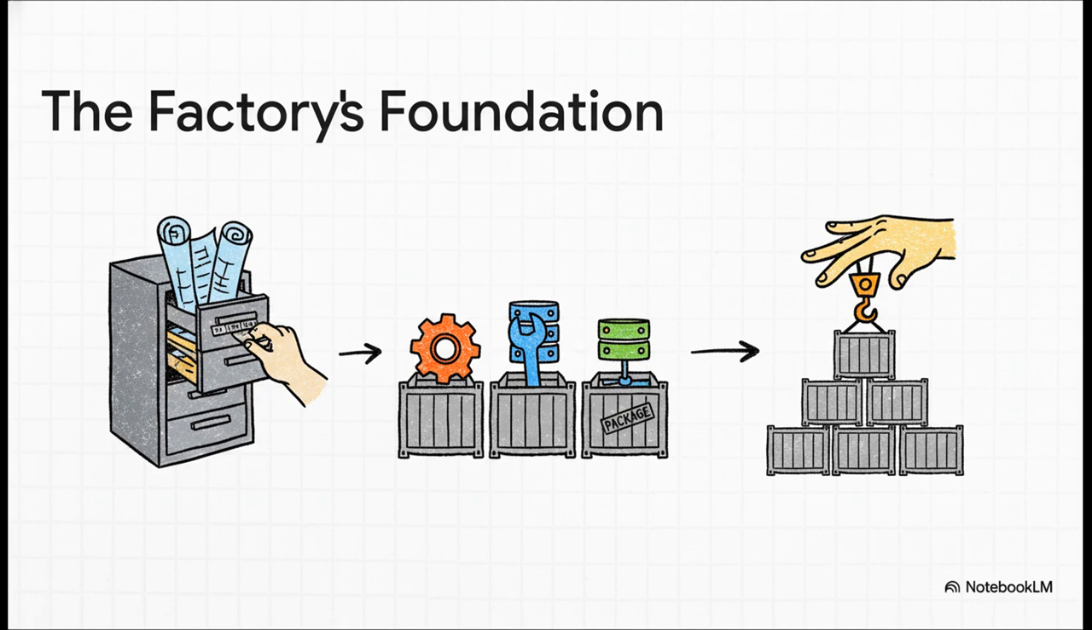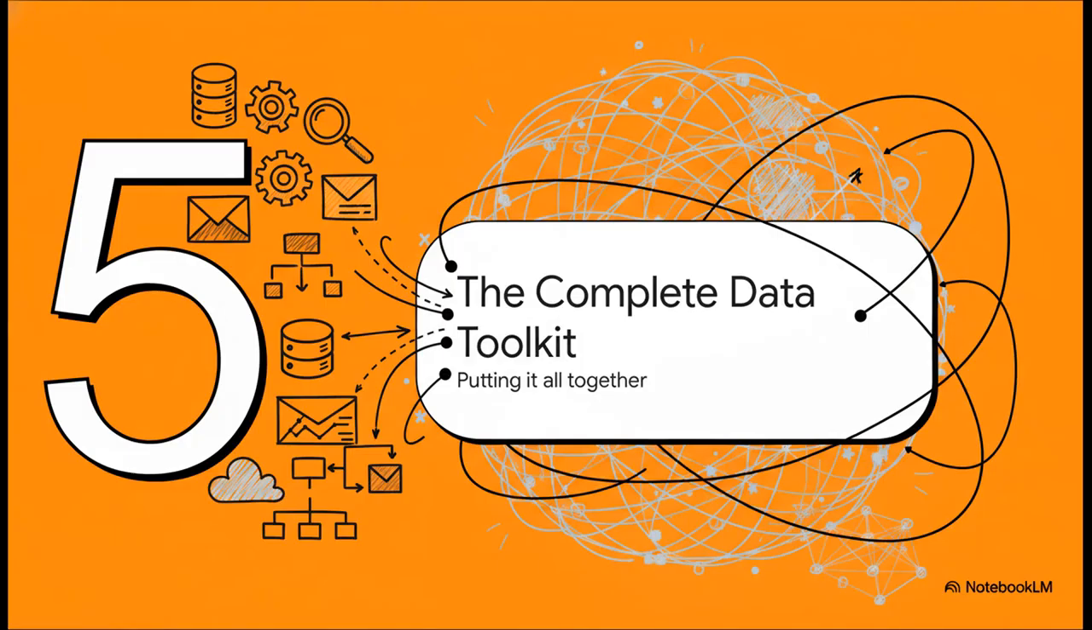Then you have Docker. Docker basically puts each tool into its own standardized shipping container, which means it will run the exact same way no matter where you put it. And finally, you have Kubernetes, which is like the master logistics system for the entire factory, managing thousands of these Docker containers and scaling everything up or down when needed. And that actually brings us to the end of our tour.